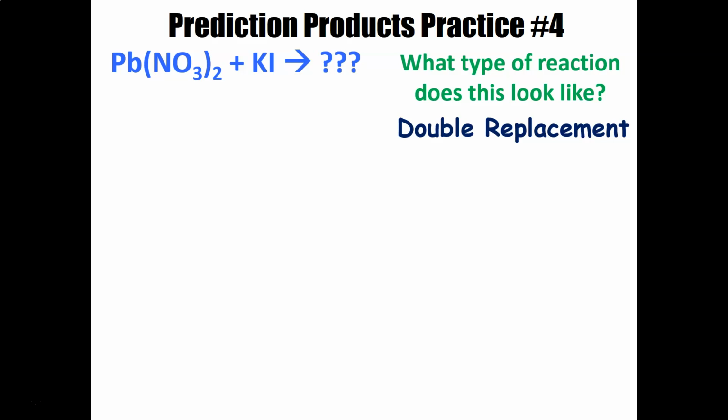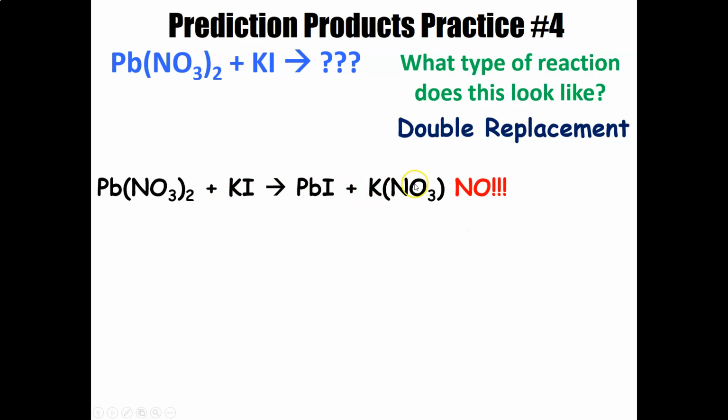Double replacement. Good. We have two compounds and they're going to swap things around. So outsides, insides. That's how I like to think about it. The lead is going to go with the iodide. The potassium's going to go with the nitrate. Remember, you always put cation and then anion. So go outsides and come back insides. And they'll always be written in the correct order.